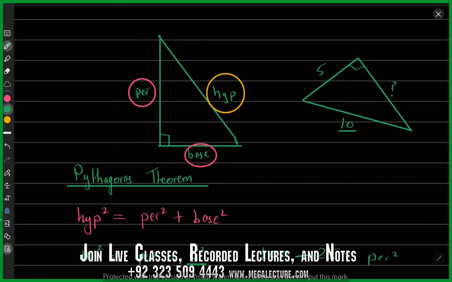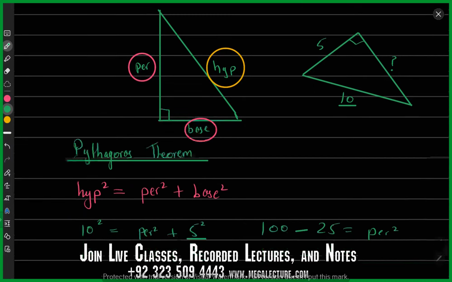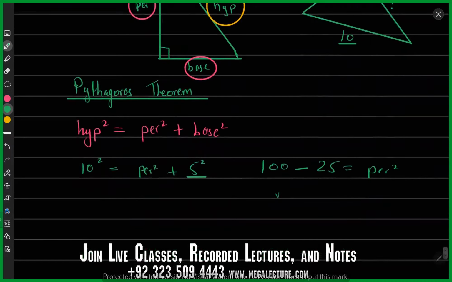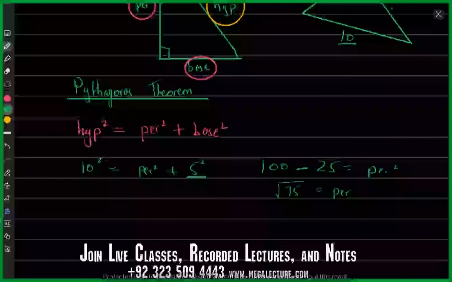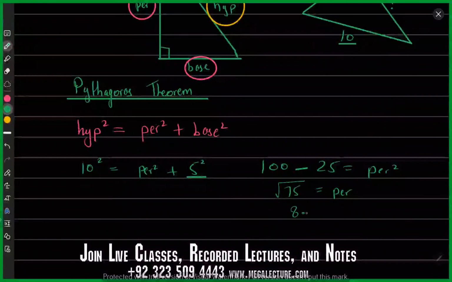And in order to find the perpendicular side, I'll take the square root of this. Square root of 75 is basically going to give me the perpendicular side. And then we will use our calculators in order to find it, and that is going to be 8.66. Okay, so 8.66 centimeters is basically my perpendicular side.